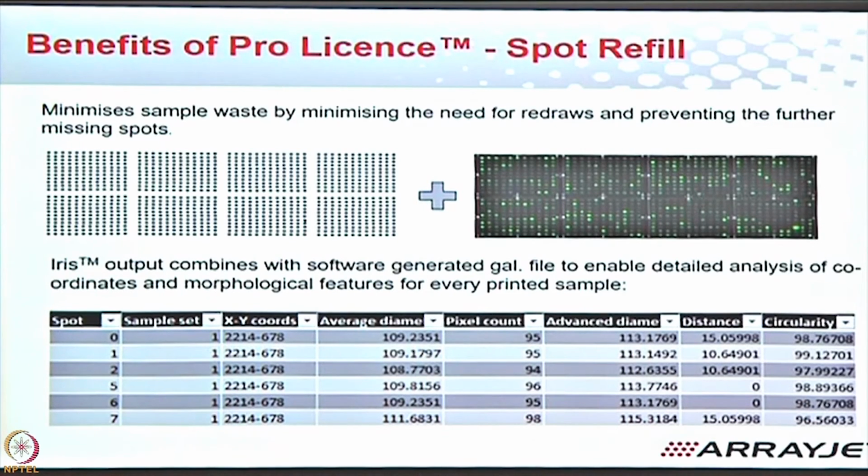So if you've done some work with GAL files before, you probably have an idea, or I can take you through the details offline, where it'll tell you exactly: this is my spot 0, sample set 1, this is my diameter, this is my pixel, this is my advanced diameter, this is the distance, this is the circularity 98%, which is almost 99%. So the morphology is extremely round. So you've got a nice, good protein content in that one spot.